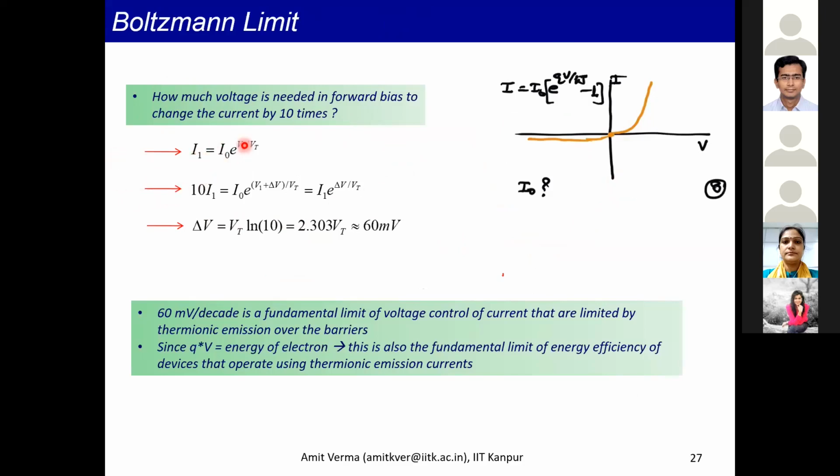Suppose when you apply V1 voltage, I1 is the current. I apply an extra delta V voltage and current becomes 10 times. So I can solve this and find out that at room temperature, this delta V comes out to be 60 millivolt. So you will often hear this, that you need 60 millivolt per decade of current change. And this is actually a fundamental energy limit of all devices that operate on the basis of thermionic emission or over the barrier injection, because essentially charge times potential is the energy of the electron.